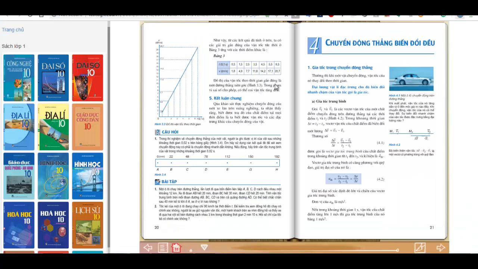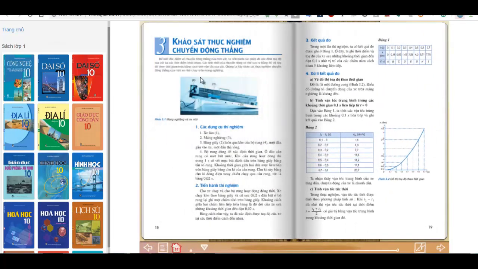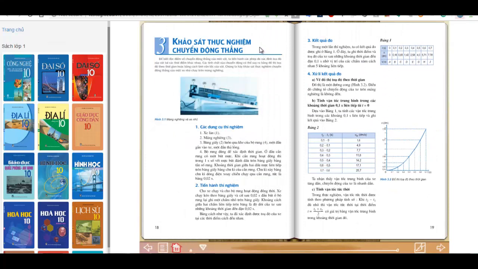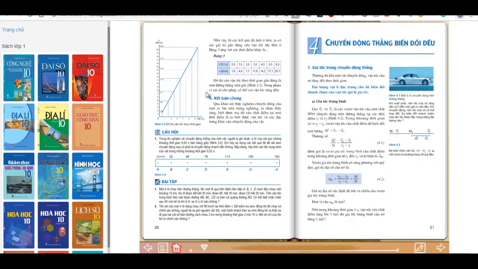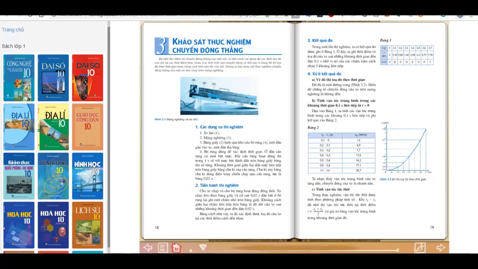Alright, first one, let's look at the textbook. In the textbook, on the investigation of linear motion, the first part introduces the apparatus. The second part is the procedure. The third part is collecting data. The fourth part is processing the data, and the fifth part is the conclusion from the experiment.